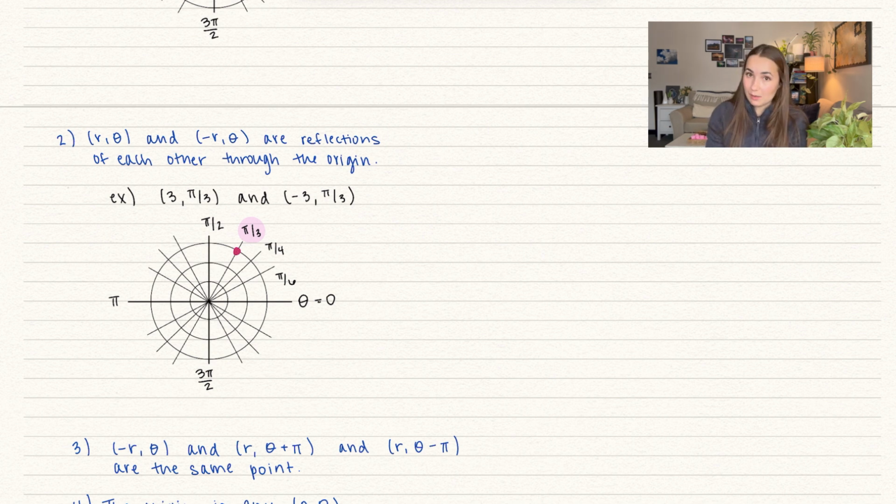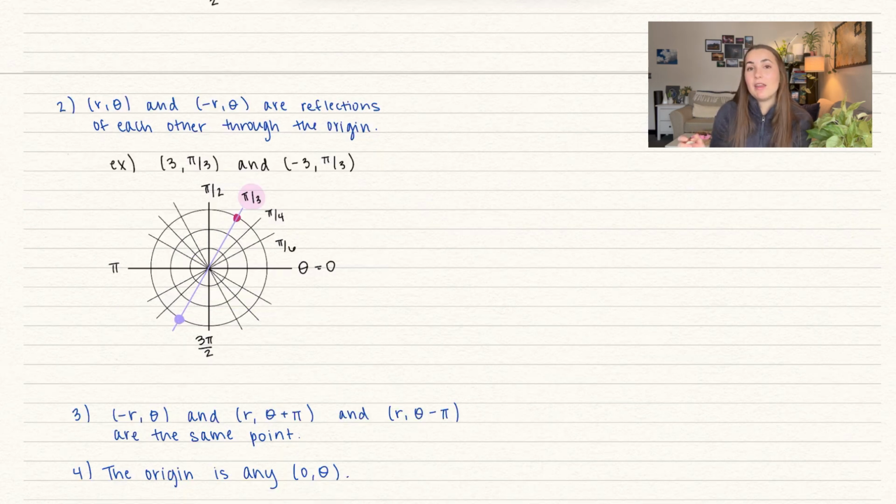Now let's plot the second point. We want to go to negative 3 and pi over 3. So we're going to start with the same angle, but we're going to go backwards on it. So we want to see the reflection on the other side. So we go backwards 1, 2, 3. And so these 2 points are reflections of each other across the origin, right? It's like if you held a mirror right here, I'm going to see them across.